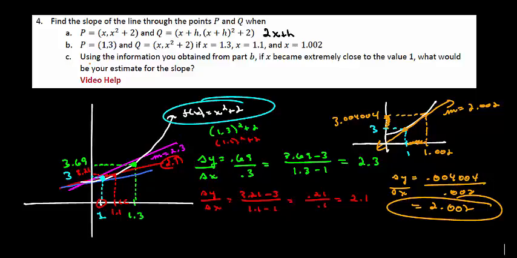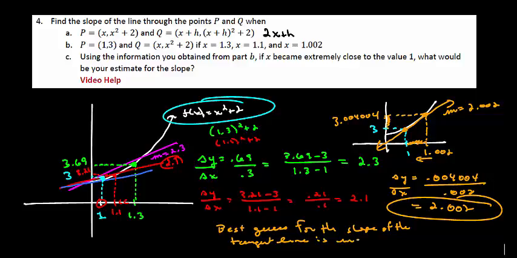So it says for C, using the information you obtained from part B, if x becomes extremely close to the value 1, so if this gets really, really close to 1, what would you estimate for the slope? Well, it looks like we went from 2.3 to 2.1 to 2.002. So our best guess for the slope of the tangent line is m equals 2, because it looks like we're getting better and better approximations. We're getting closer and closer to the value 2.